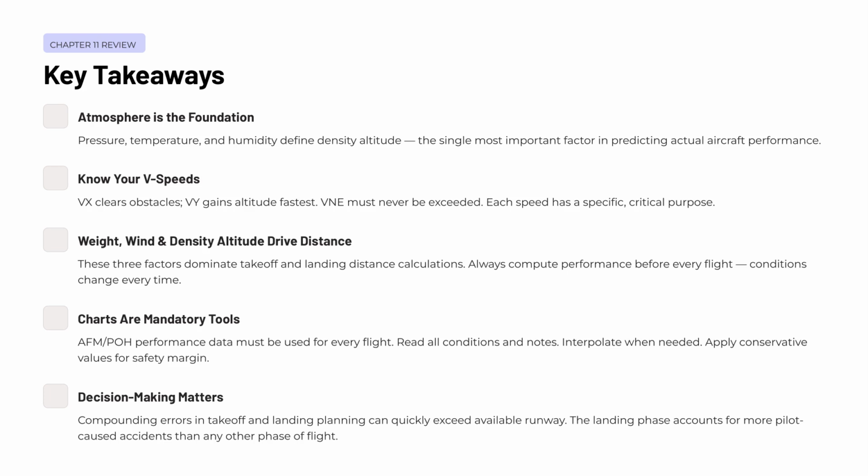Your AFM and POH are not suggestions. They are the authoritative source for performance data, and you must apply them correctly, reading all notes, interpolating between values, and building in conservative margins. Finally, sound decision-making ties everything together. Errors in performance planning compound quickly, and the runway can run out before you realize the mistake. Remember, the landing phase generates more pilot-caused accidents than any other. Respect the numbers, apply sound judgment, and make performance planning a non-negotiable habit before every flight.